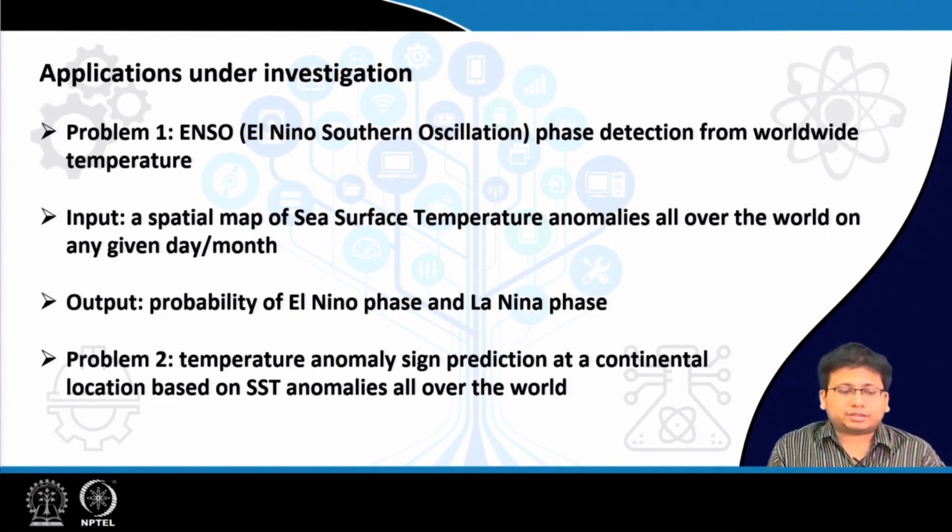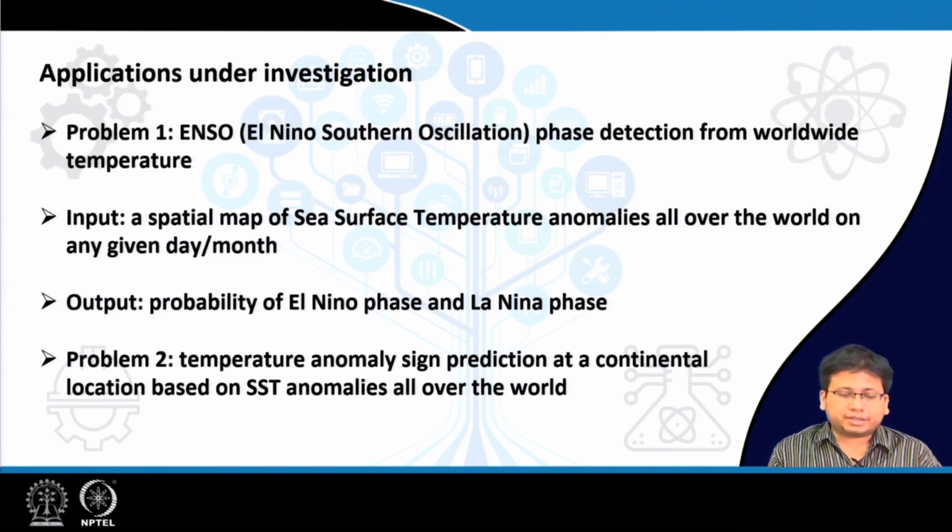And the output is the probability of the El Nino or the La Nina phase on that particular day or month. That is, we know that what happens in the central Pacific influences the sea surface temperature all over the world. So the question being asked is, suppose in a given month, let us say January 2022, this is what the sea surface temperature all over the world looks like. Now based on that, tell me, are we currently having an El Nino or a La Nina? Okay, so that's the output probabilities. This is the first problem we will consider.